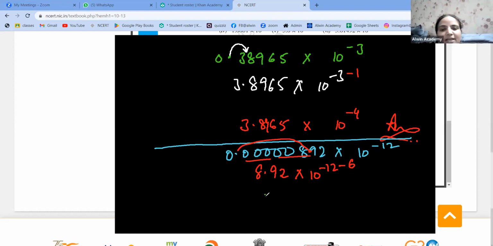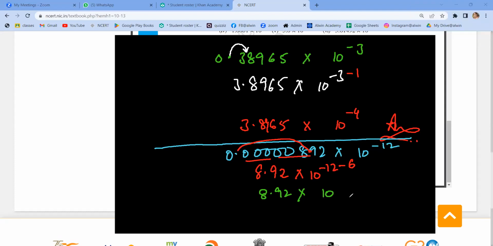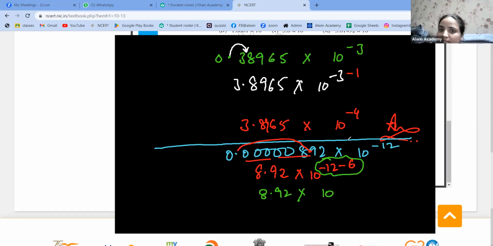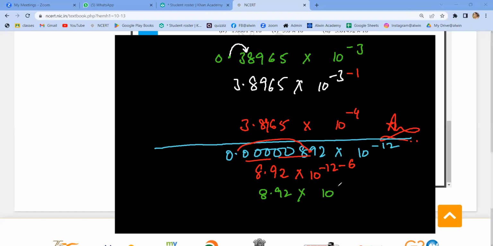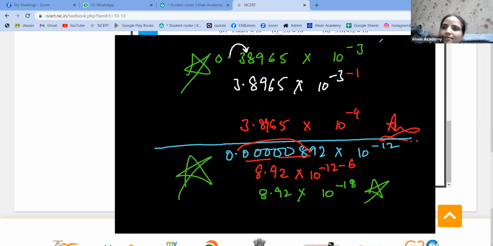So what is the answer? 8.92 into 10 to the power? 6, minus 6. What is the final answer to this? Yes, ma'am. Ma'am, it will be 10 to the power minus 18. Very good. Minus 18. Lovely. Good one. You have got this one also. Very nice. Prisha, screenshots, please.